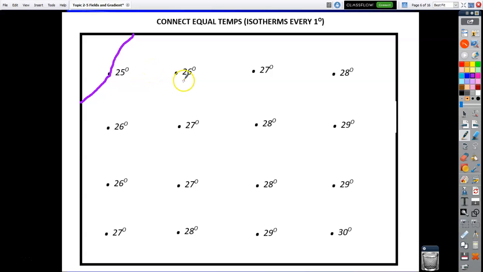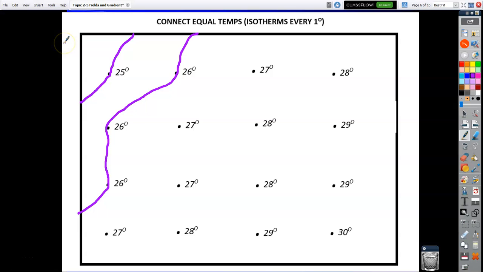I got 26s. I've got one here, one here, one here. I'm going to connect them. So I'm going to start up here. I'm going to go 1, 2, 3, and touch the edge of the box. When you draw, anytime you draw these isotherms on maps and stuff, always use a pencil.